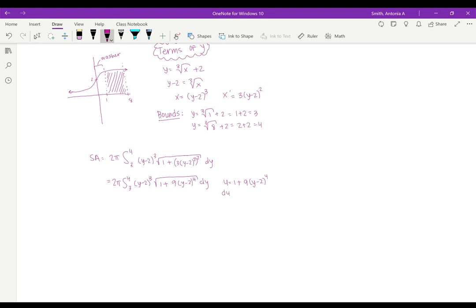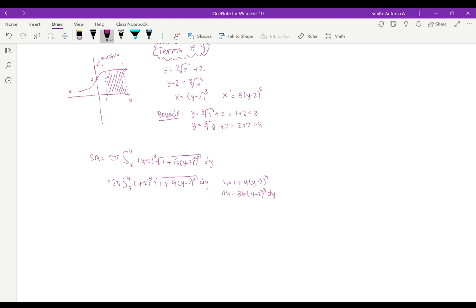Okay, if I put u to be 1 plus 9 times y minus 2 to the 4th, my du would be, the derivative of 1 is 0. The derivative of this is a chain rule, 36 times y minus 2 to the 3rd. And then it's a chain rule, but because it's du, we have to multiply by dy, which is the derivative of that y minus 2 piece.